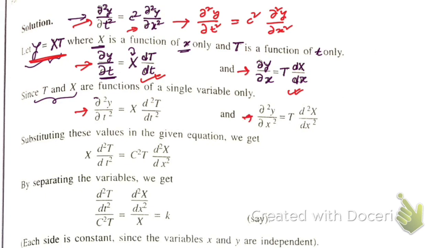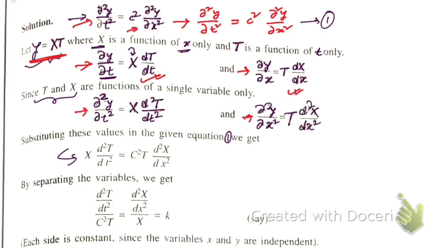Then using these two results in the given equation, equation number 1, let me write it. We get this equation: capital T times the second order derivative of capital X with respect to small x, and capital X times the second order derivative of capital T with respect to small t. We have used these two values here and here. I hope you can see these things.